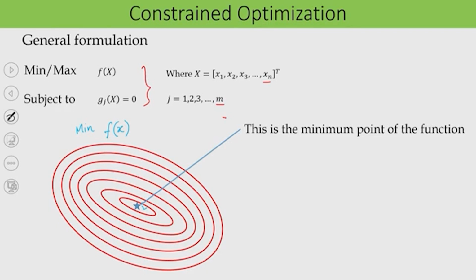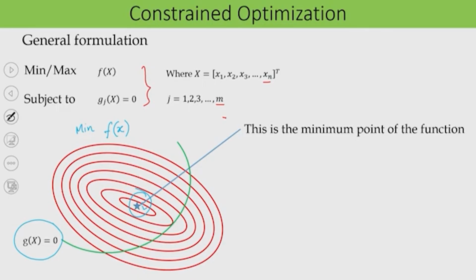Now, if there is a constraint, suppose g(x), and I have considered only one constraint. If there is a constraint g(x) equal to 0, what does it mean? It means the solution should be on this particular g(x) line. Because this is an equality constraint, the solution will be on this particular constraint. Therefore, whatever earlier solution we had is not a feasible solution, and it is in the infeasible region.